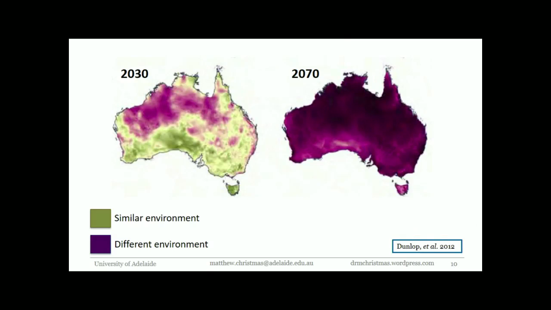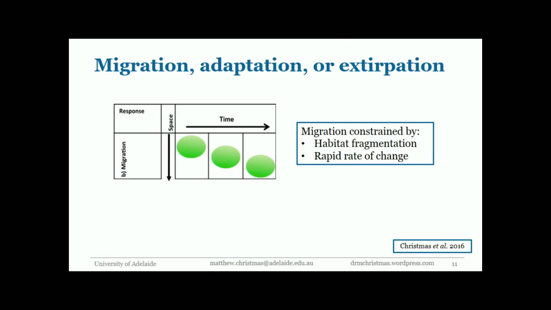And if you add to this the almost unprecedented rate of climate change we're currently experiencing, this figure basically shows that under a business as usual carbon emissions scenario, by 2070, no part of Australia will have an environment analogous to what there is present on the continent today. And this is represented by this purple shift. So the more purple the country's becoming, the more different it's becoming to what there is available today. And so even if species can migrate, migration isn't going to be enough because the environment is going to change beyond what they're adapted to. So migration will be constrained by habitat fragmentation and a rapid rate of change.